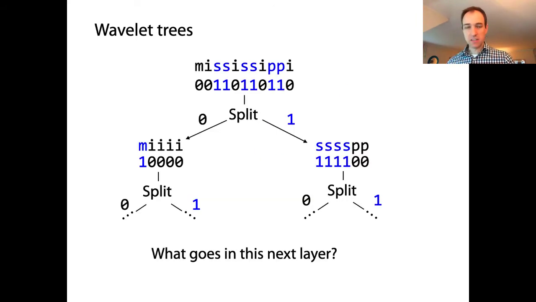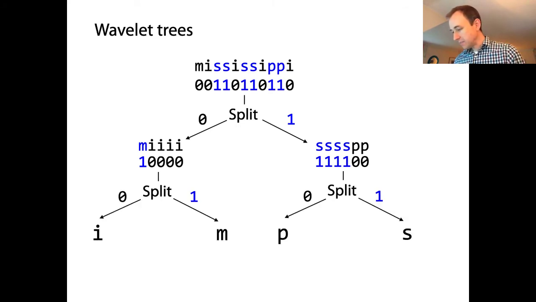What goes in this next layer? Well, that's going to be the leaves, because by this point here we've only got 2 characters. So once we split it a second time, we'll have 1 character in each of the 2 splits. So those will be the leaf nodes. And in the leaf nodes, we will note the character, the 1 remaining character in the alphabet. Okay? So at the end of the day, the shape of the tree is like this.